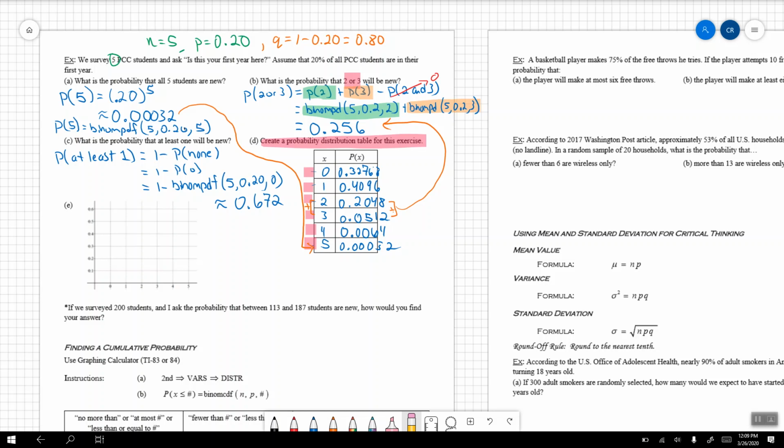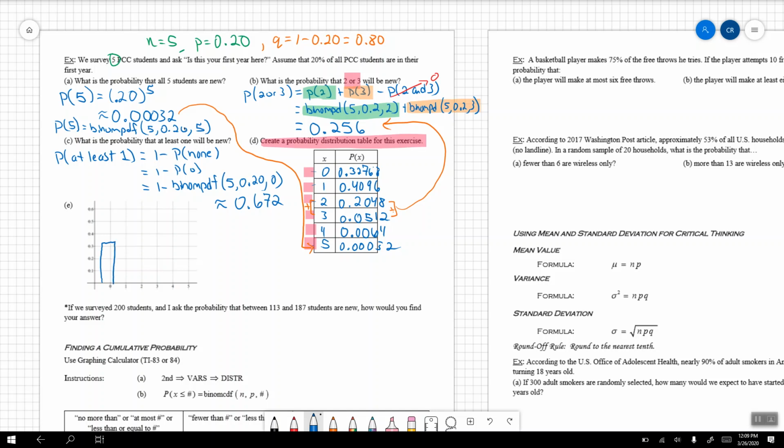Now let's go to part E. Part E says that we now want to create this probability distribution as a bar graph. The type of data that we're looking at here is discrete because we're counting students. Therefore, we need a bar graph, not a histogram. So for x equal to 0, we go up to the probability of 0.327. So 0.327, we're going to go all the way up to there. There we are. That looks about good.